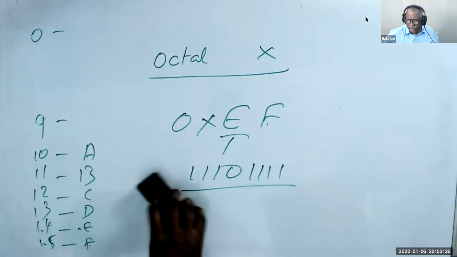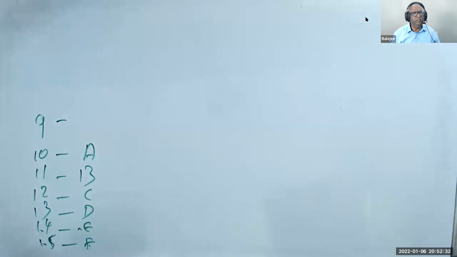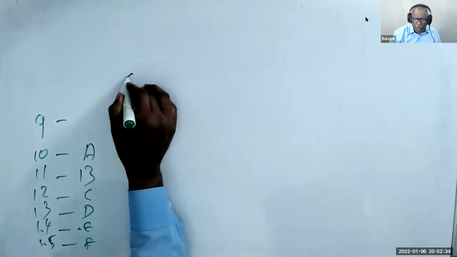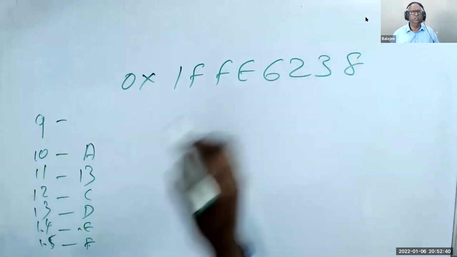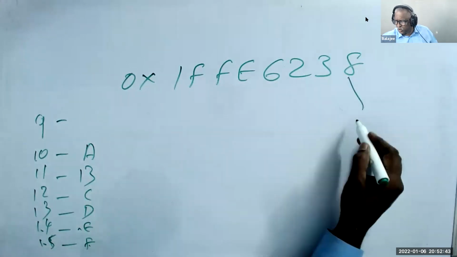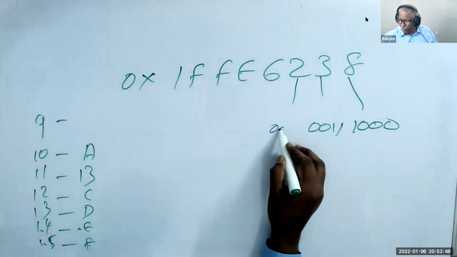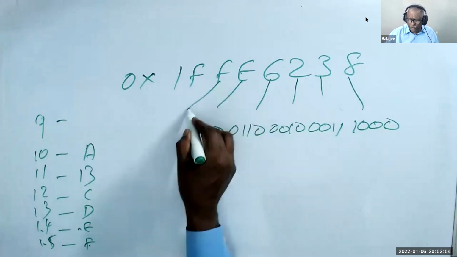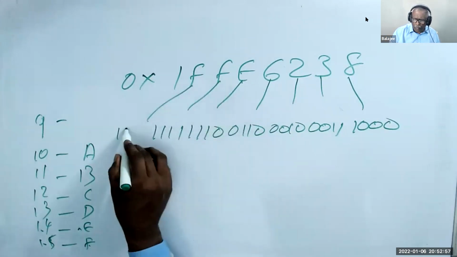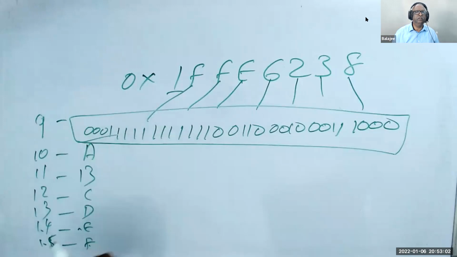When I write a number, we are going to discuss even the 32-bit processor. In a 32-bit processor, the data is 0x1FFE6238. You get confused, but actually it's nothing but 8 is 1000, 3 is 0011, 2 is 0010, 6 is 0110, E is 1110, F is 1111, F is 1111, 1 is 0001. See, 32-bit. How do you write the binary? It's very tough. That's why they have given this.